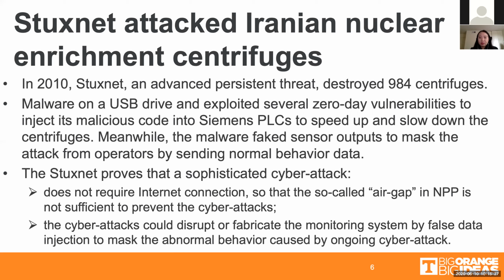Stuxnet proves that a sophisticated cyber attack does not require an internet connection, so the so-called air gap in nuclear plants is not sufficient to prevent all cyber attacks. And also the cyber attack could disrupt or fabricate the monitoring system by false data injection to mask the abnormal behavior caused by the ongoing cyber attack.